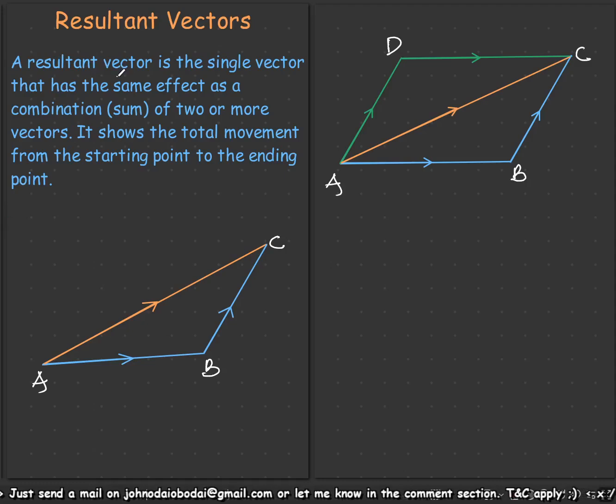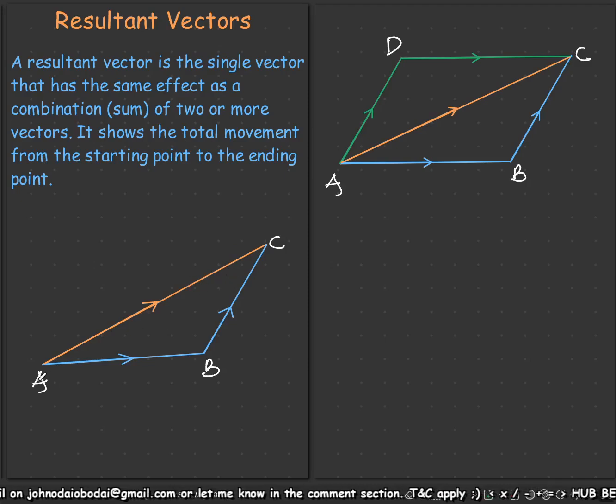A resultant vector is a single vector that has the same effect as the combination of two or more vectors. You see, it shows the total movement from the starting point to the ending point. What do we mean by this?